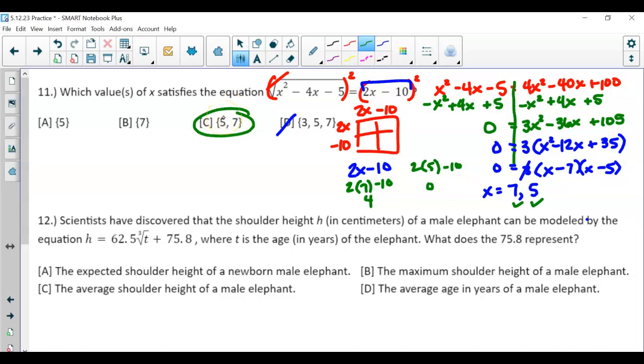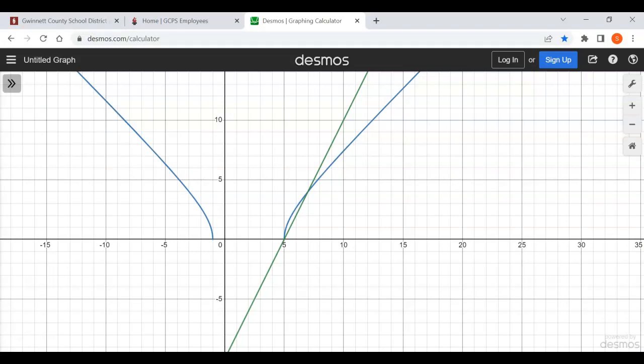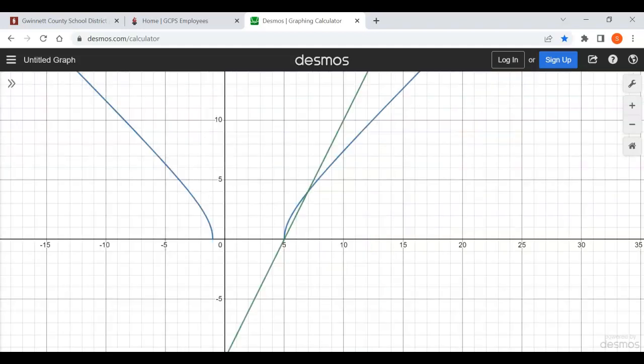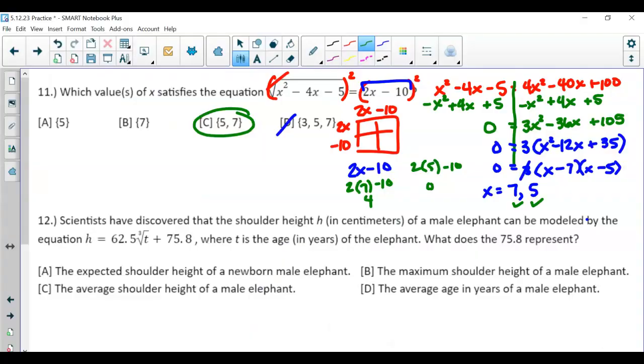So if you were to graph this in Desmos, remember, you have the left side on one line, the right side on the other line. Notice here how they are crossing at 2 points. Here at x is equal to 5 and x is equal to 7. So it does match our solution here.